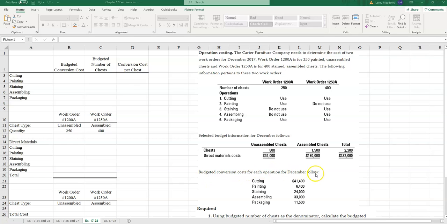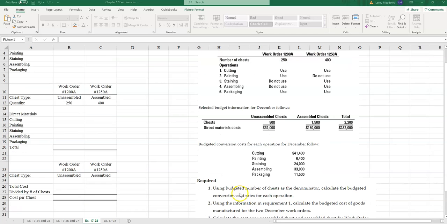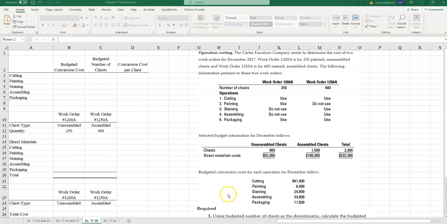So let's go ahead and take a look at the budgeted conversion cost for each operation for December as follows. And we're given the conversion cost for each of the different operations here. So let's take a look here, and it says using the budgeted number of chests as denominator, calculate the budgeted conversion cost rates for each operation.